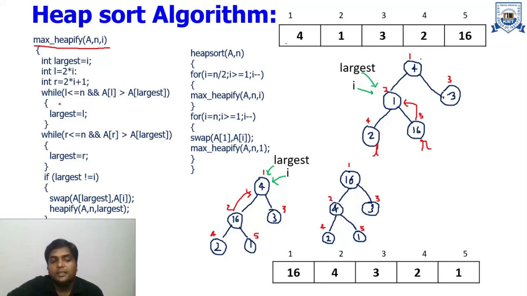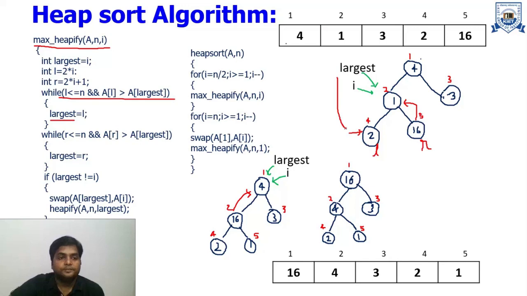Then we check while L is less than equal to N. So L is what? L is 4. 4 is less than 5. Yes, the condition is true. And A of L, A of 4 is greater than A of largest. Yes, A of 4 is greater than A of largest. So if both conditions are true, then what is the value of largest? The value of largest is L. So now L will be the largest element.